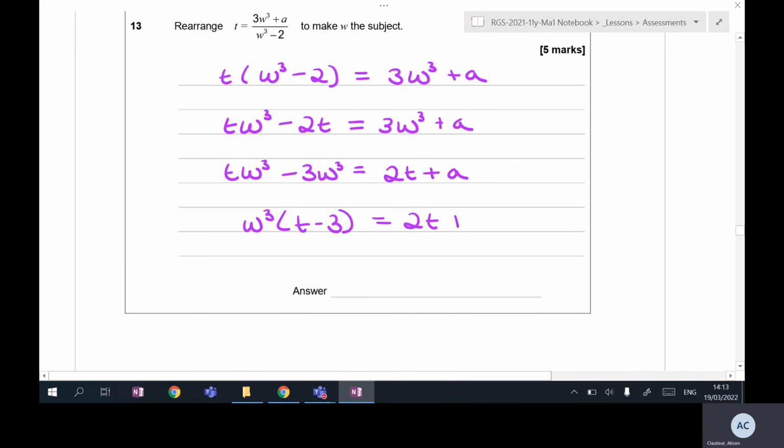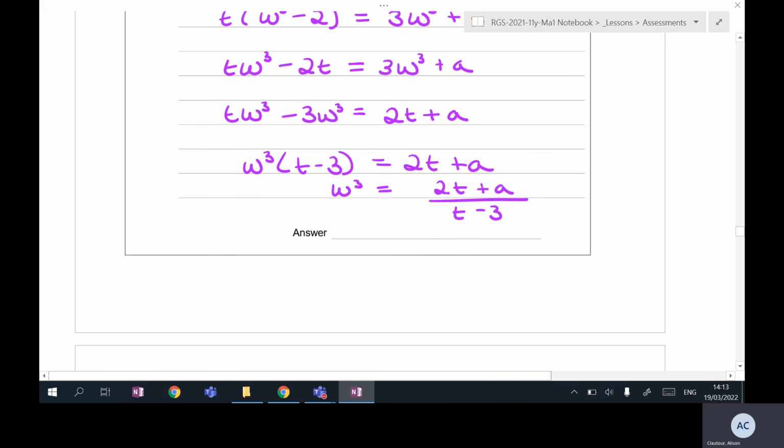So remember, when the subject appears twice, collect on one side and factorise. So we've got 2t plus a over t minus 3, w cubed equals that. Do the next step, divide by t minus 3. And then obviously, because it's cubed, we want to cube root it. So your answer is the cube root of that expression.